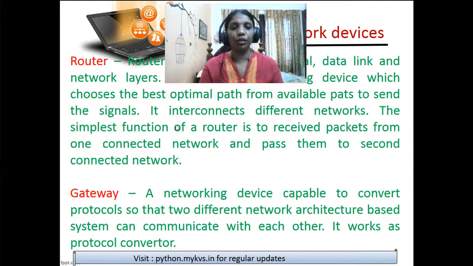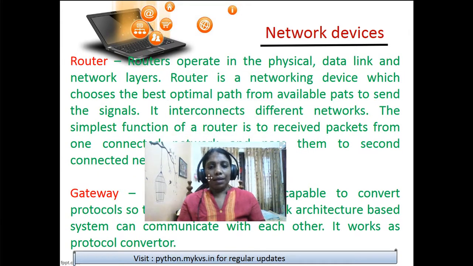Otherwise, you can also say a router is a networking device that chooses the best optimal path from available paths to send the signals. Sending signals means sending data signals. That is, there will be a lot of signals available, and it chooses the best optimal path for sending our signal. So that is how we have to describe a router.